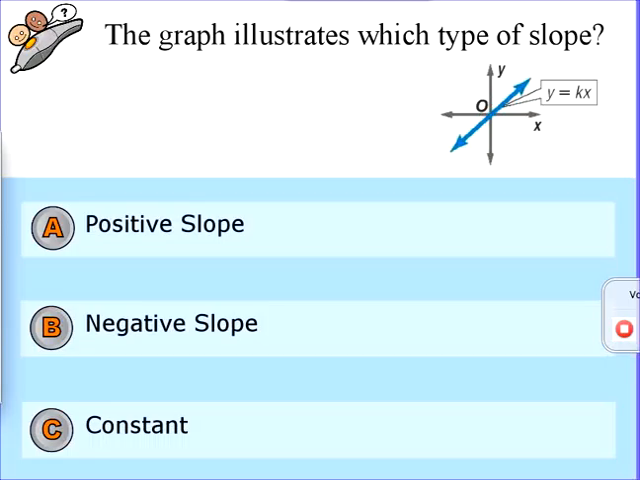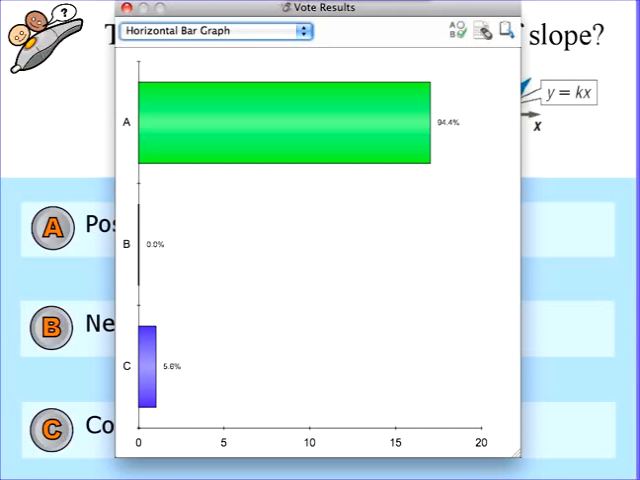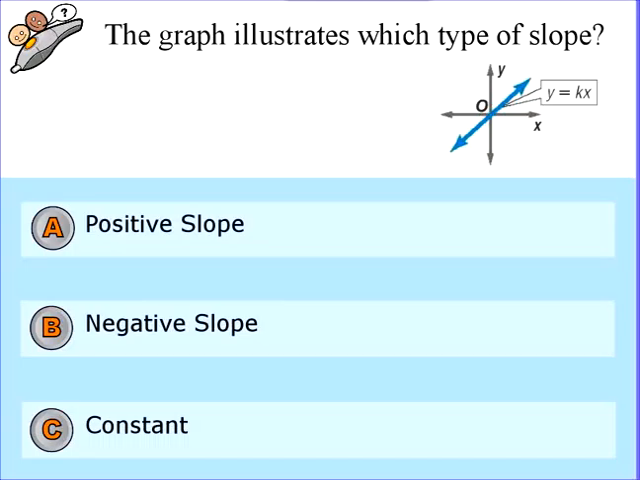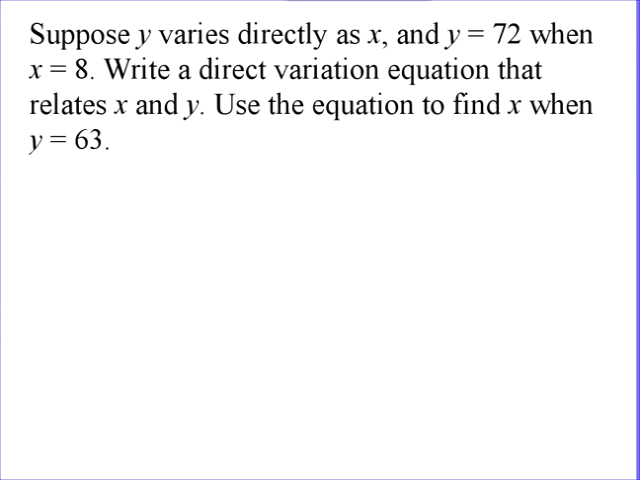Let's look at this one. What type of slope do we have here? Okay, that's fine. The slope here is positive because the graph goes up. So that was a little bit of a review about slope. Remember, negative slope goes down, positive slope goes up. What does a constant slope do? Yep, side to side. It's a horizontal line. Good job.